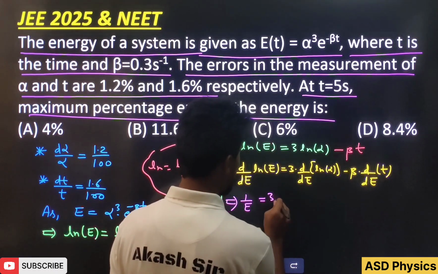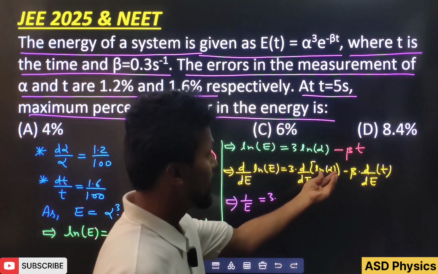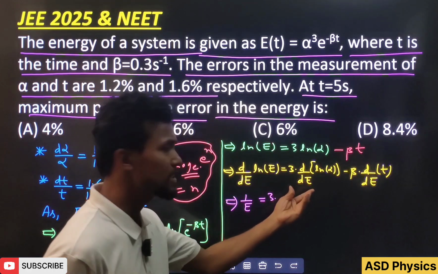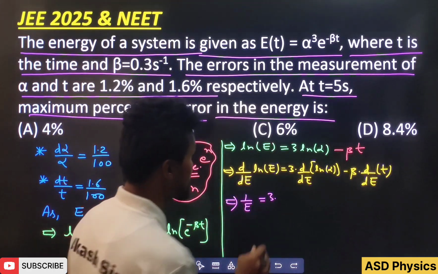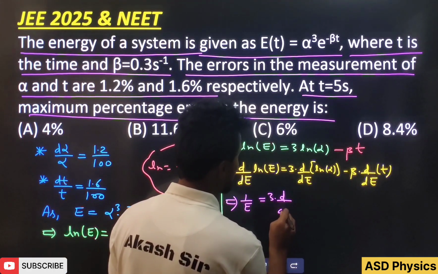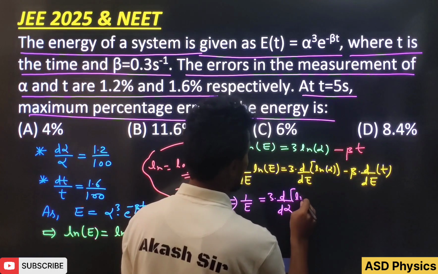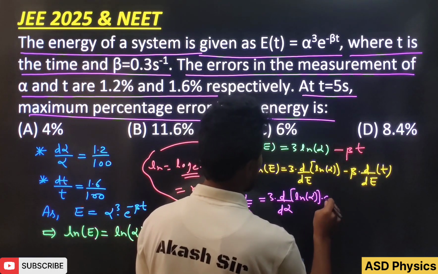After that, here what will happen? Here we have ln alpha, but it is d by dE, no? So we have to use here the chain rule. So what will become here? d by d alpha of ln alpha into what will become here?